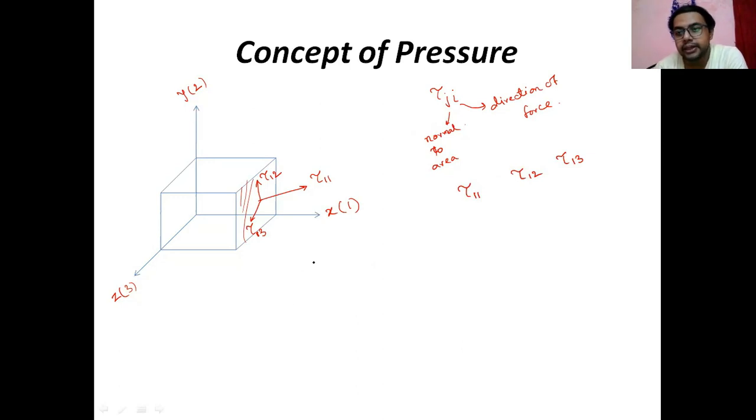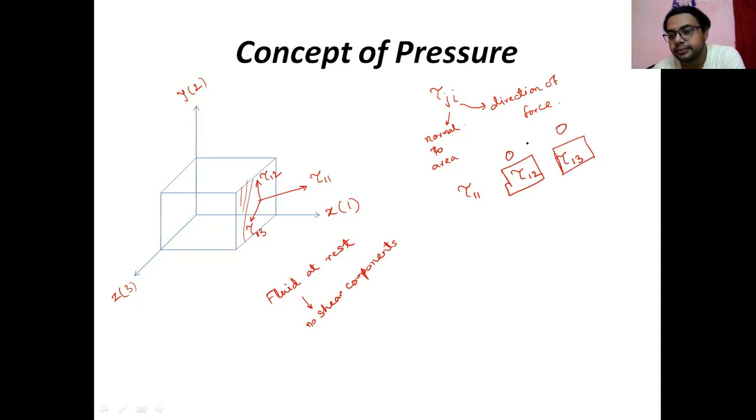Whenever the fluid is at static condition, so fluid at rest, at that time no shear component will be acting over it. So this component and this component, both are 0 in that case. That we are considering about this surface area.